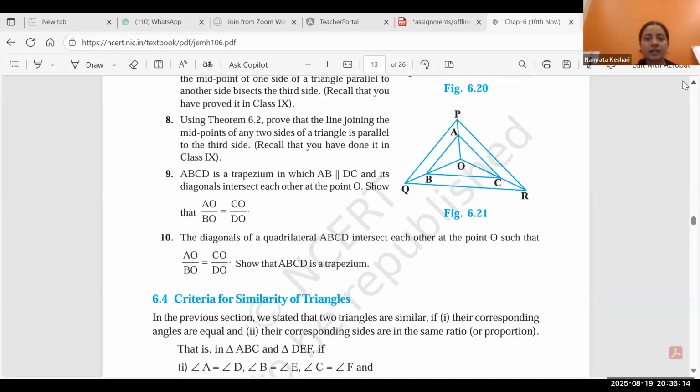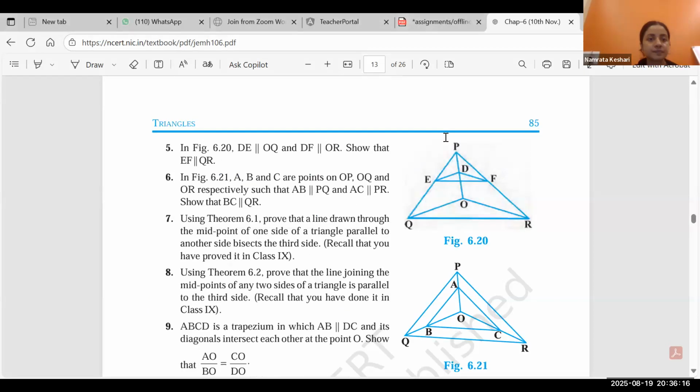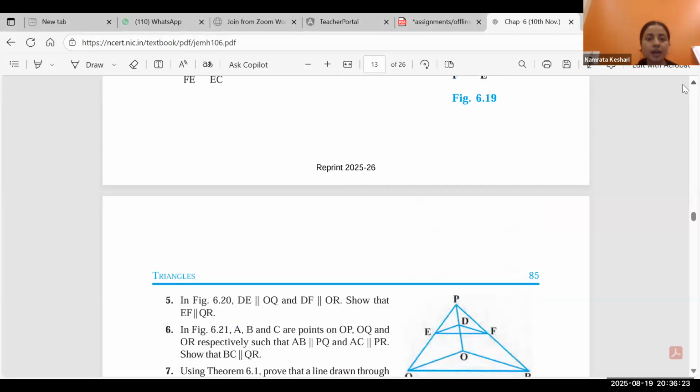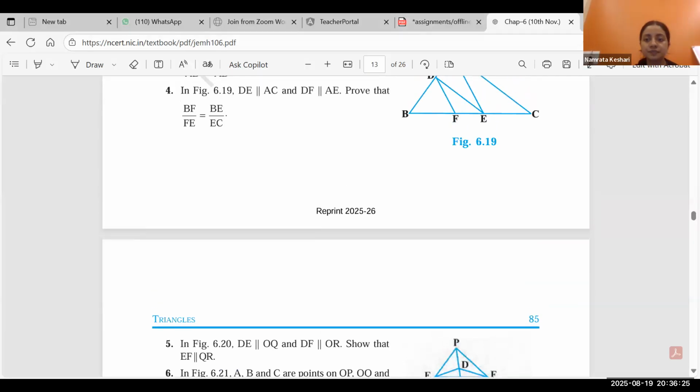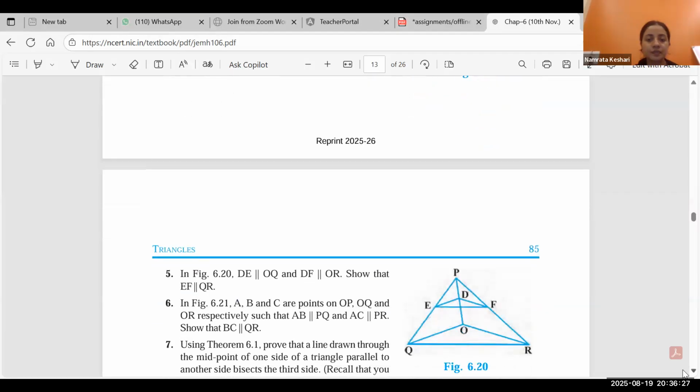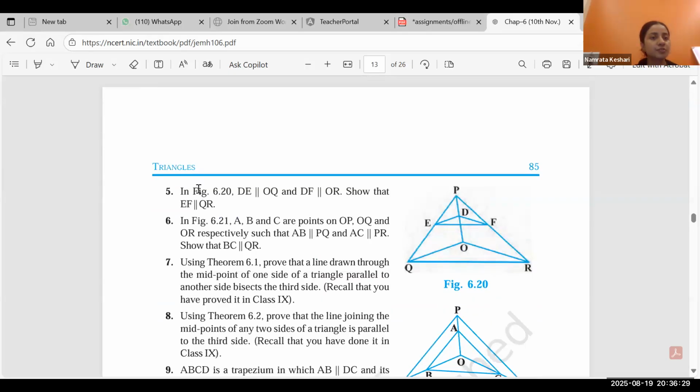Till which number we had done in the last class? Ma'am, we have done till the fourth question. You told us to try the fifth one. Okay, have you tried doing the fifth one? Yes, ma'am.